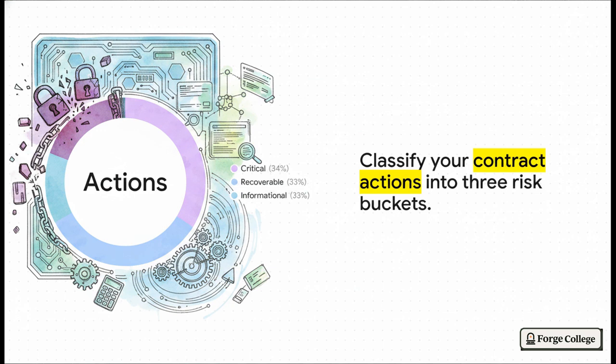First, critical actions. These actually move value, like minting tokens or shifting massive liquidity. Second, recoverable actions, like pausing staking rewards, where you can just fix the math later once the dust settles. And third, informational actions, which are totally harmless, read-only view functions. Your mission? Systematically suspend those critical operations during a hack, while keeping the recoverable and informational ones running smoothly.